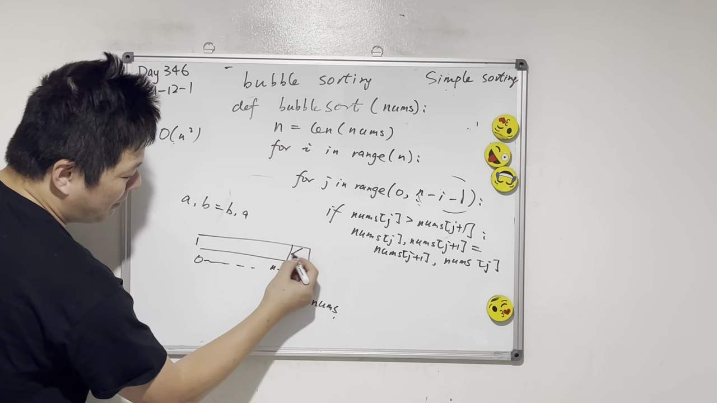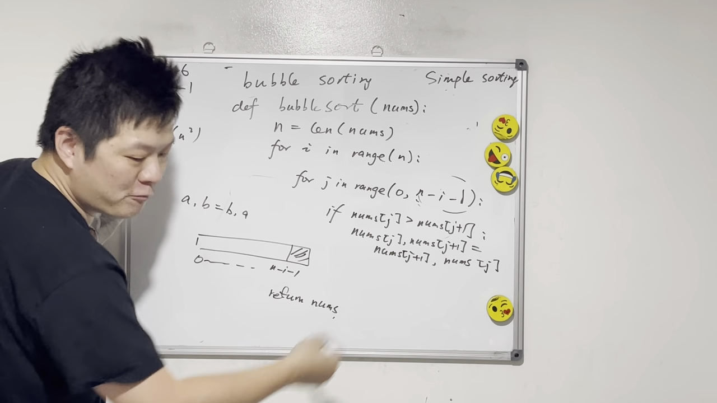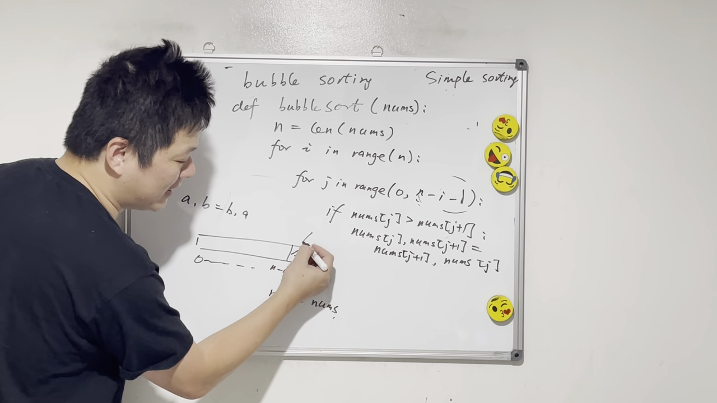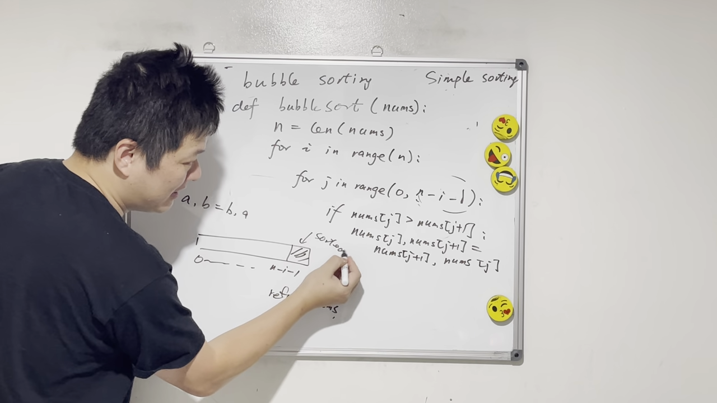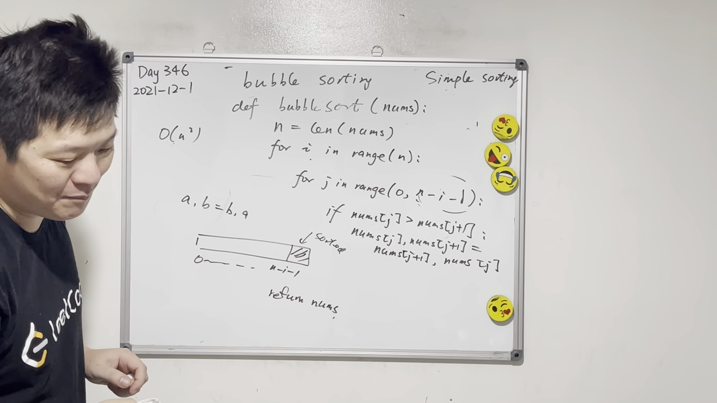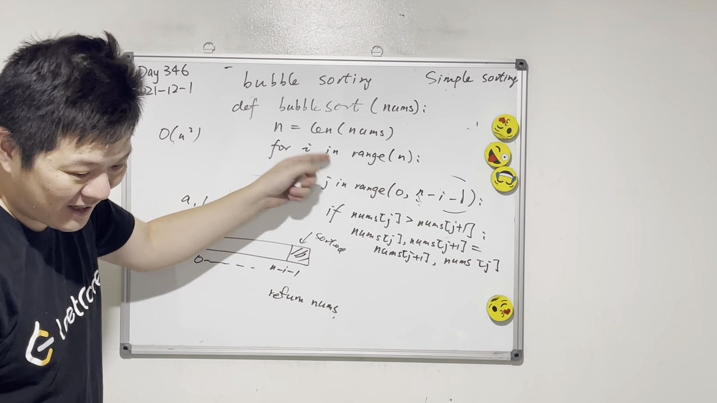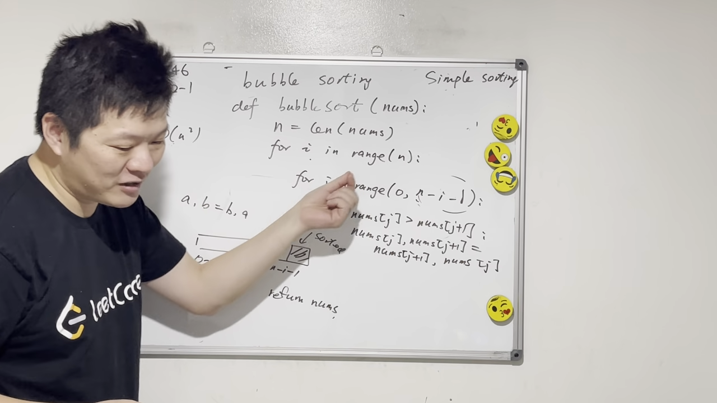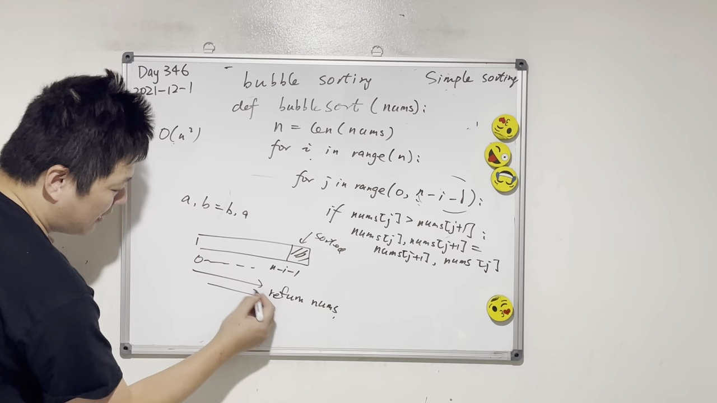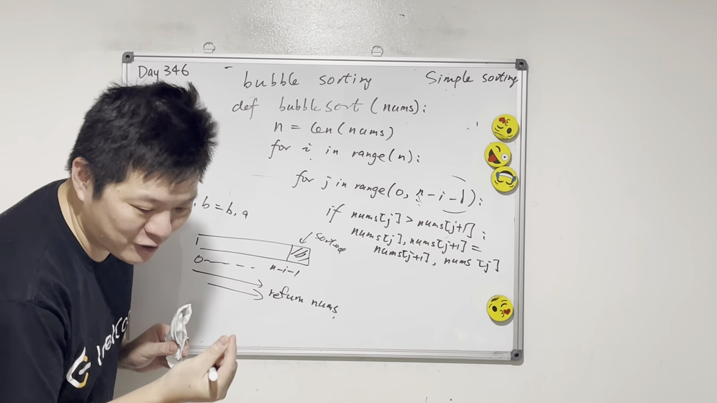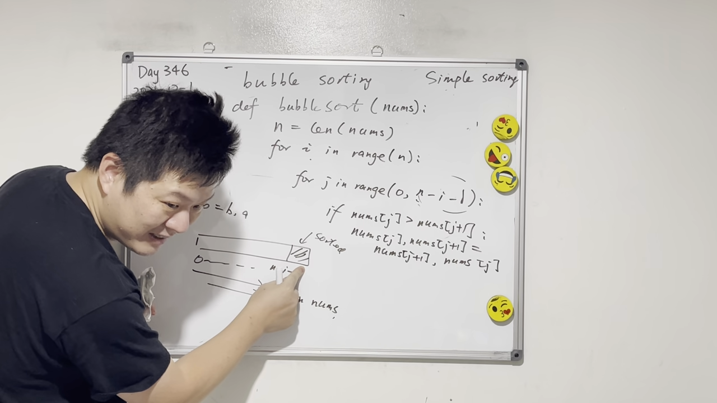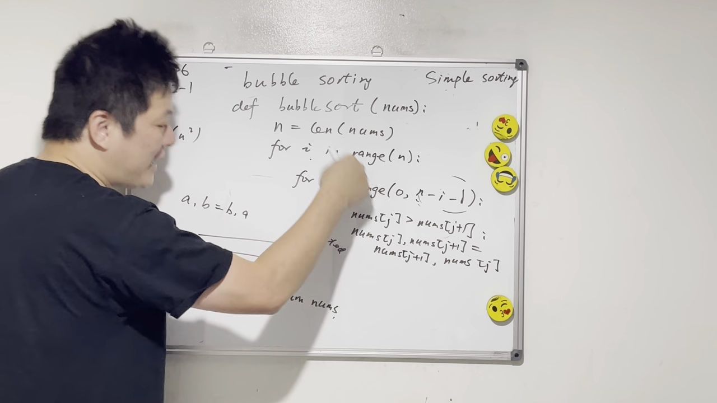Okay, remember we talked about when we have one more round, there will be one more element which is included in the sorted. This is sorted, yeah? So when i is increasing, how many rounds do we need to sort all the numbers? N rounds, right? Each round, each bubbling, we always find one largest number in the unsorted and move it to the sorted. Make sense? Yeah. Okay, so we need n rounds.